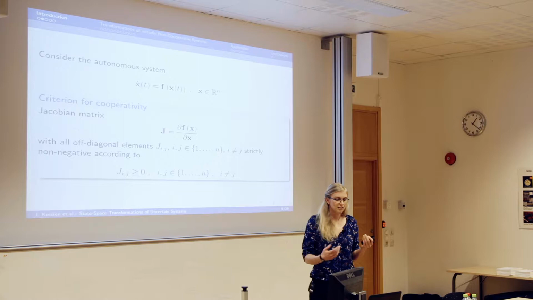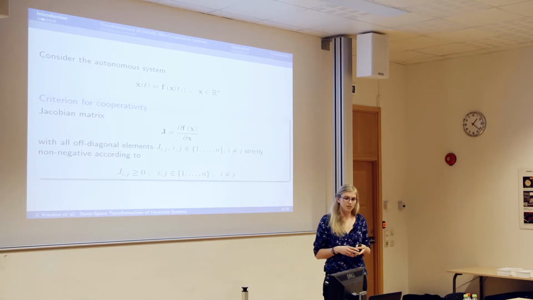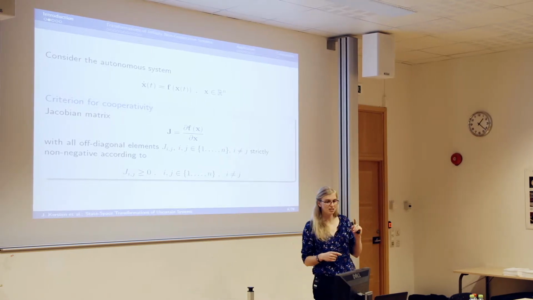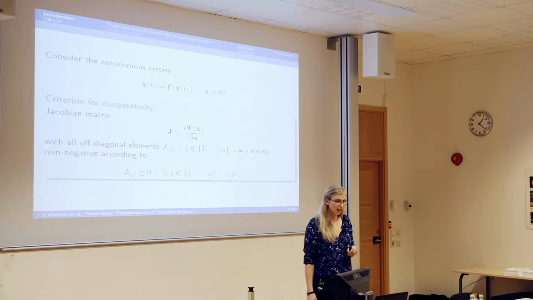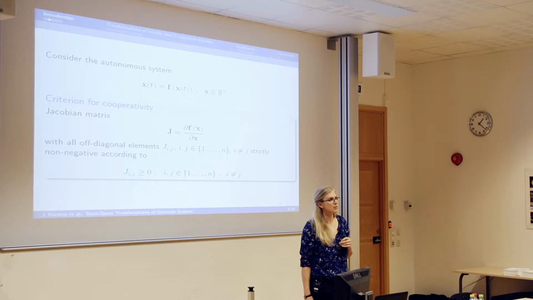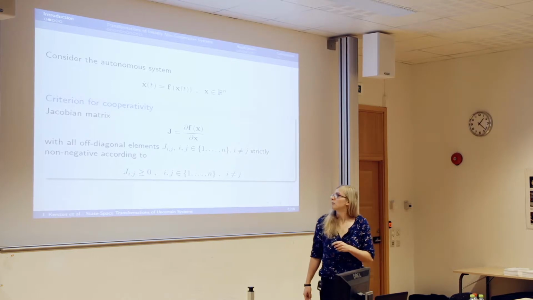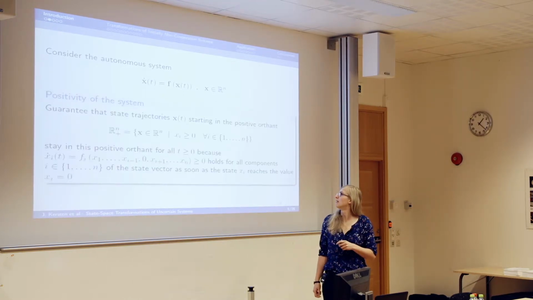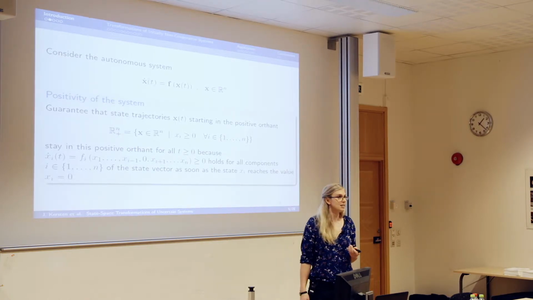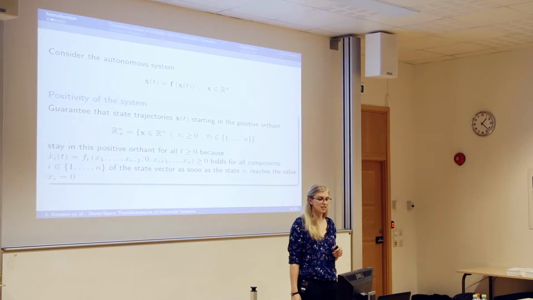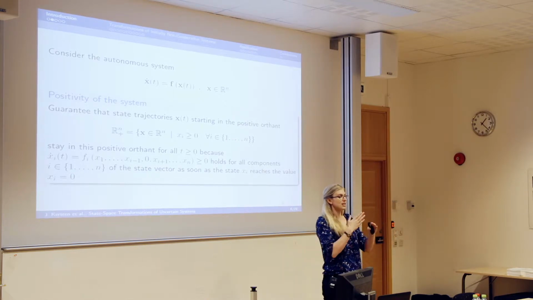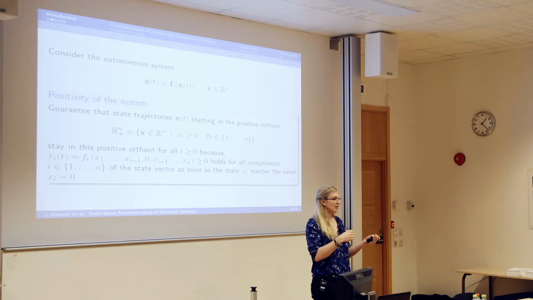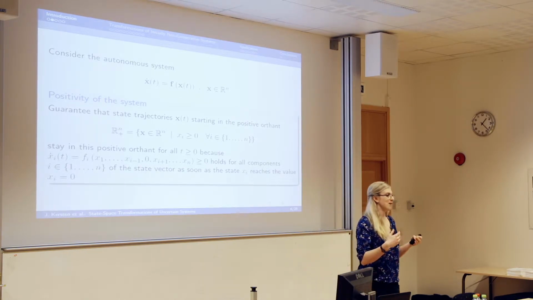And what is cooperativity? When we consider an autonomous system, and please be reminded that the autonomous system here is important, the Jacobian matrix, which would result in our system matrix, needs to have all off-diagonal elements non-negative. This is also called the Metzler structure of a matrix. That means for the positivity of the system, we guarantee that all state trajectories starting in the positive orthant stay in this positive orthant. That would avoid crossing of those decoupled systems, and thus failing the mathematical structure of cooperativity.